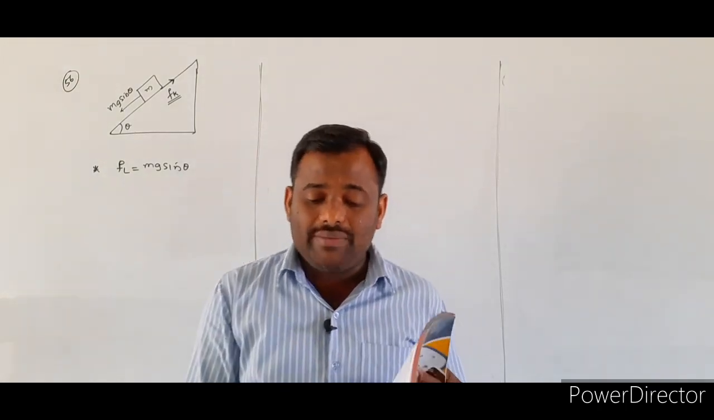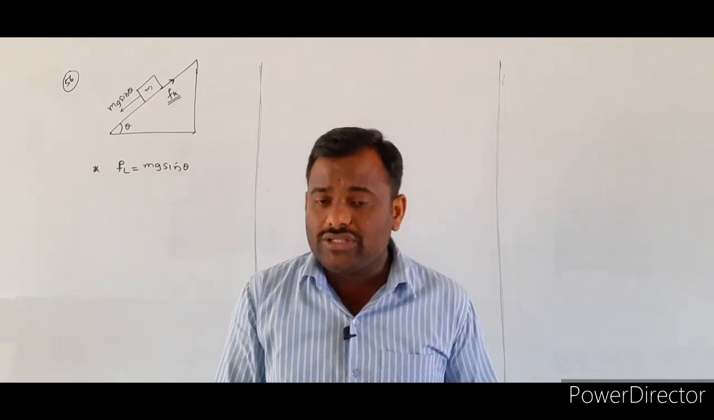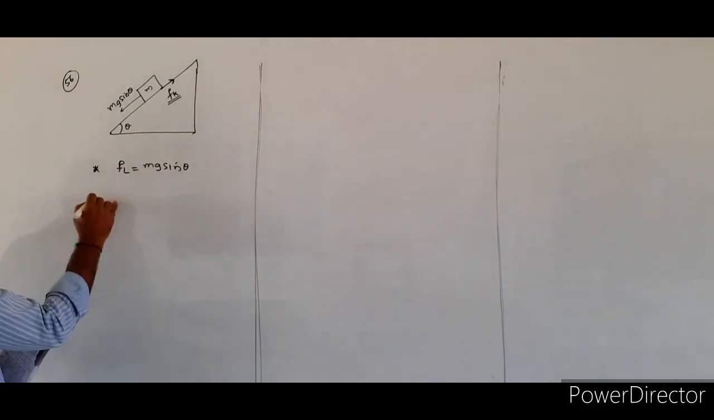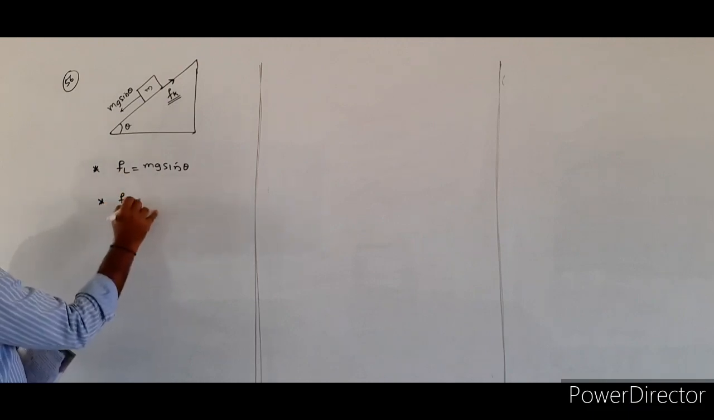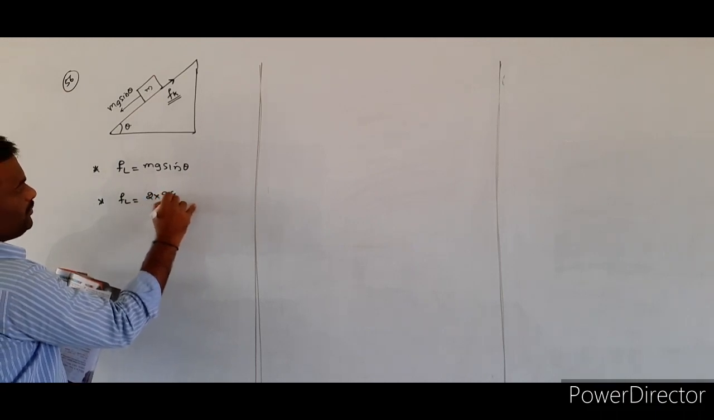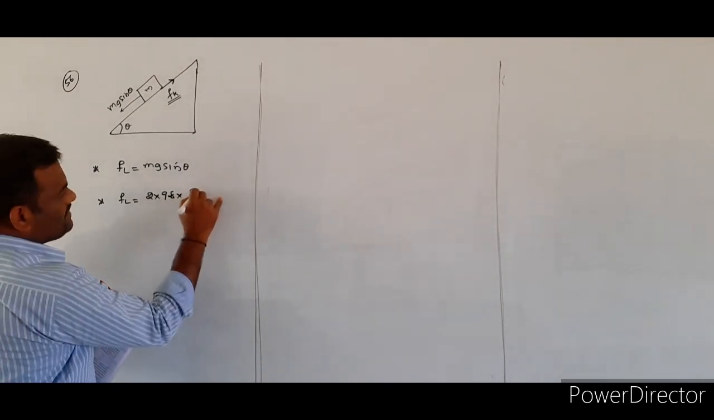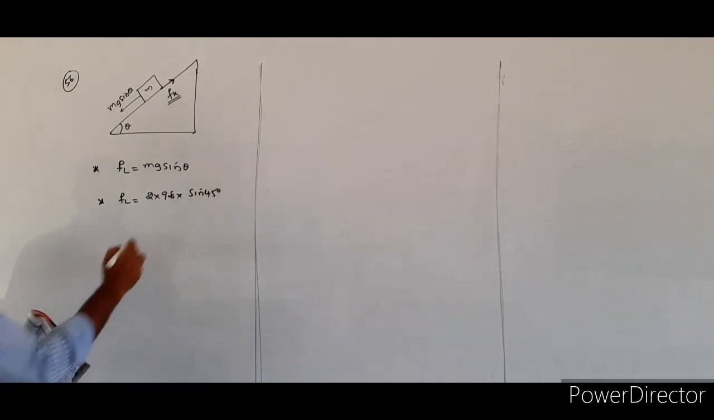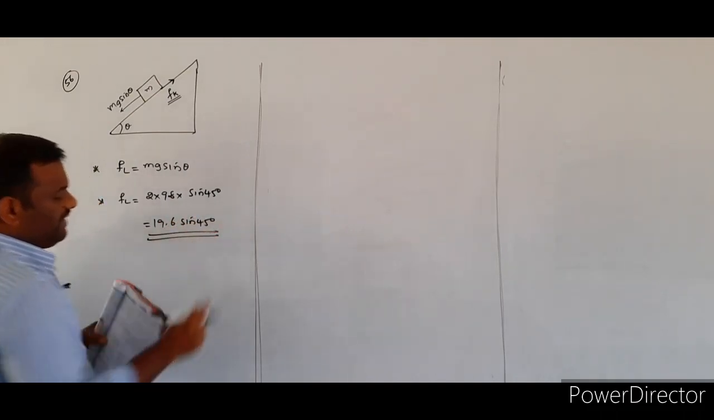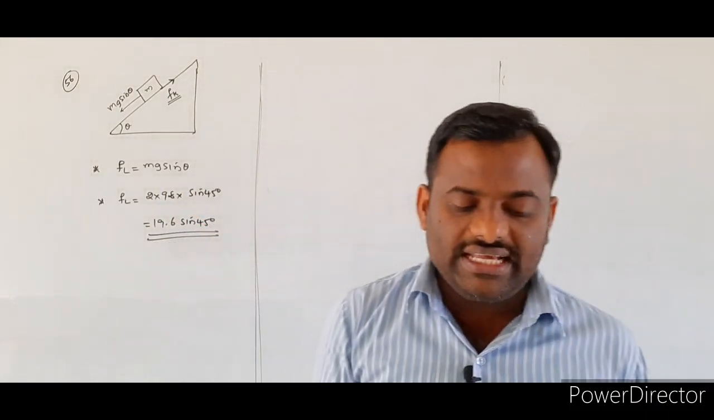In the problem they clearly mention the body just begins to slide down. That means the downward pulling force is equal to the limiting friction. So here they are asking for the limiting frictional force value. Mass of the block is 2, the G value we take as 9.8, and the angle of inclination is 45, so sin 45. This value is equal to 19.6 sin 45 degrees. That is problem number 56.